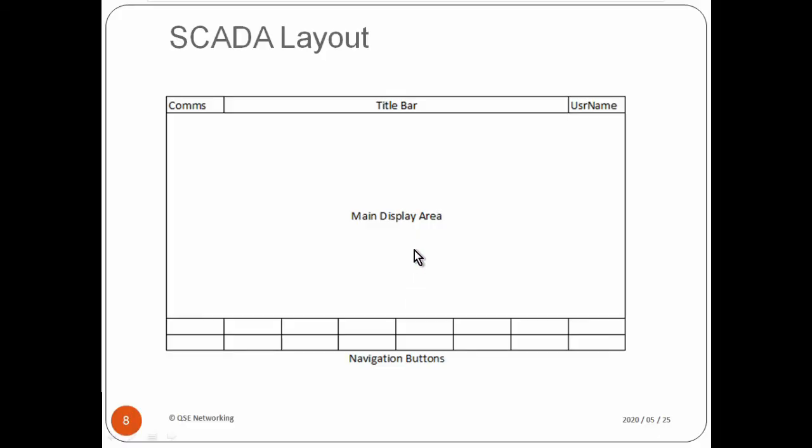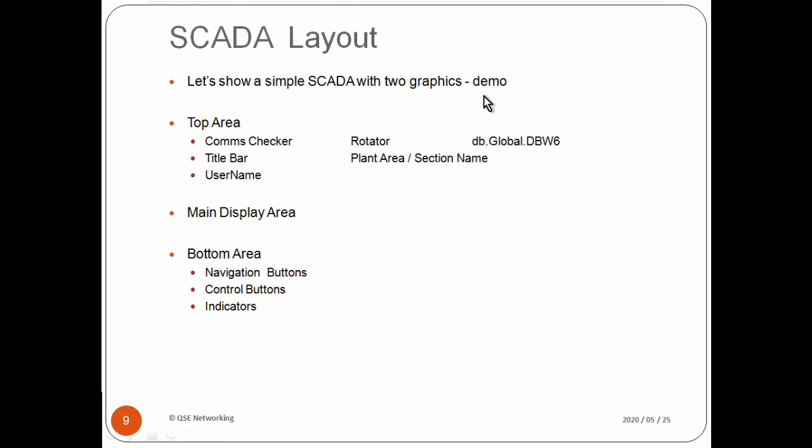And if you're going to have lots of buttons here, you must always try and make these buttons the same size and maybe 2 rows, and you can have a lot of functionality built into your navigation bar. And that is what we're trying to achieve here. Alright, so just to recap: comms check at the top, the title bar with some titles in it, the username, the main display, and the navigation. And we can put some controls and indicators.